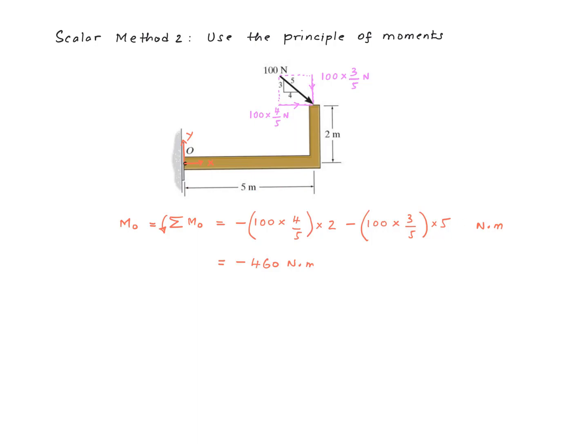So that's 5 meters. So that simplifies to minus 460 Newton meter, which is exactly what we got by method number 1. But you can see this method is a lot easier than method number 1 because we don't have to do all those constructions and try to figure out this perpendicular distance, which is not that straightforward.